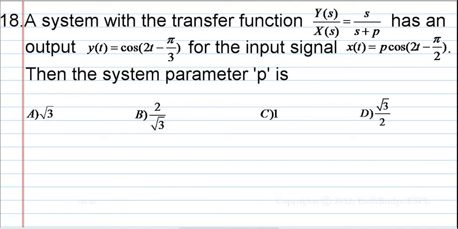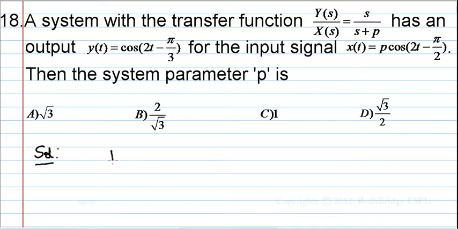The question is, a system with the transfer function Y(s)/X(s) equal to s/(s+p) has an output y(t) equal to cos(2t − π/3) for the input signal x(t) equal to p cos(2t − π/2). Then the system parameter p is: the options are first option √3, second option 2/√3, third option 1, fourth option √3/2. Now we will see the solution to this question.